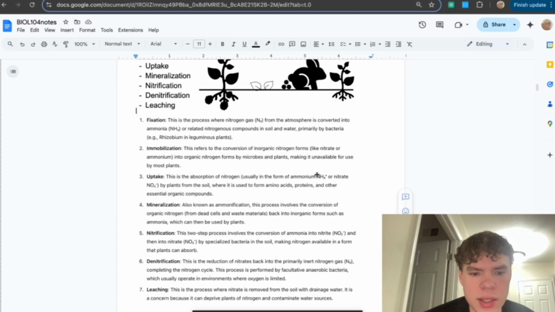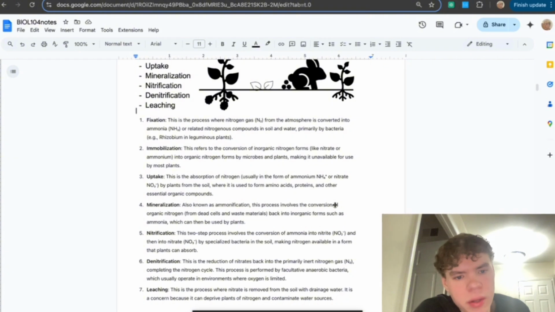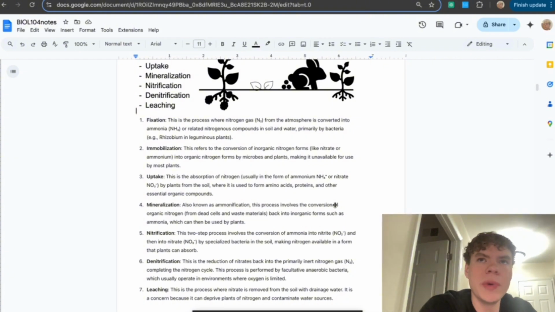And then uptake, this is the absorption of nitrogen by plants from the soil, where it is used to form amino acids, proteins, and other essential organic compounds. So plants uptake this ammonium or nitrate and they basically use it to grow. So if you could think of there being more nitrogen in the soil, you would see increased growth in a plant population, right? Or you'd see excess growth.